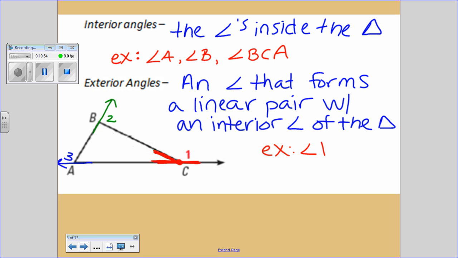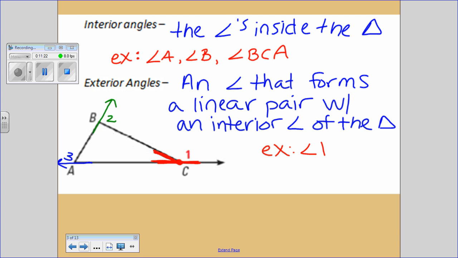How many exterior angles does any one triangle have? Raise your hand if you think you know. Teddy? I'm not sure. Maybe, there's a number. Isaiah? 6? How'd you get 6? I only see 3 here. Because there's like 4 possibilities.